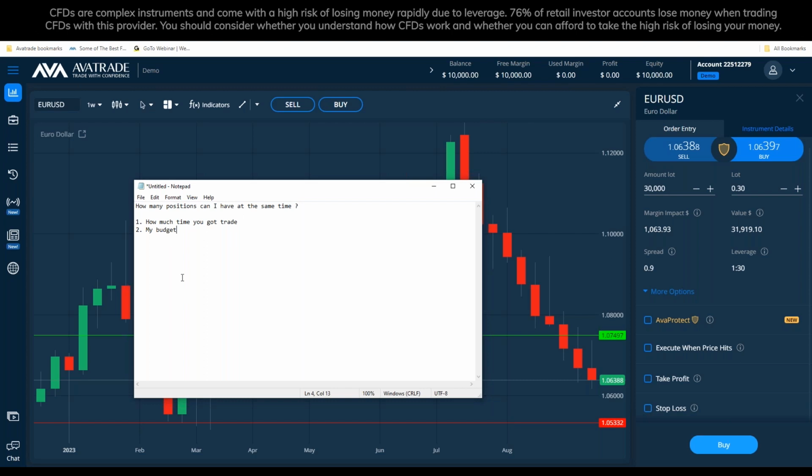it's something else. So how much time you've got to trade, or how much time you've got to manage your positions, or your account, and keep my positions. And the budget you are using to hold or open the positions.